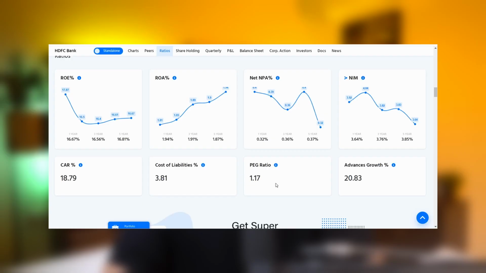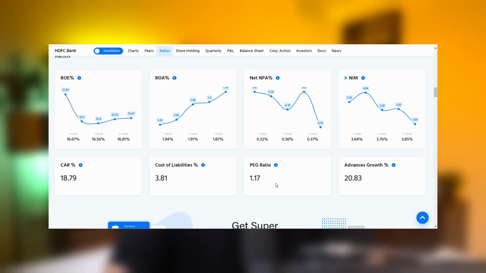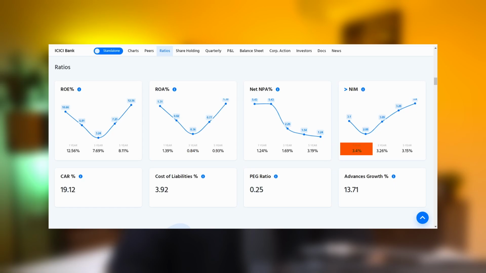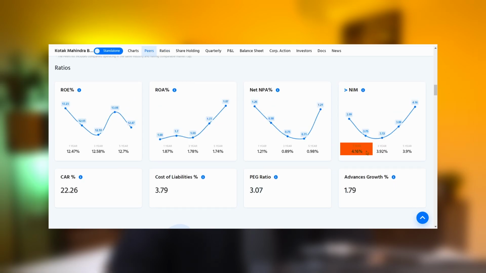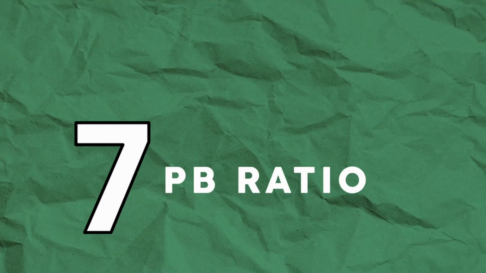Now you see, higher CASA will improve the net interest margin of the bank because the cost of funds is relatively lower, right? 3.5%. For example, for HDFC Bank, the net interest margin is 3.64%. So that means the bank earns 3.64 rupees on every 100 rupees. But it has been coming down for the last 4 years. For ICICI, it is 3.4% and it has been increasing since the last 4 years. For Kotak, it is even better at 4.16% and has been increasing.